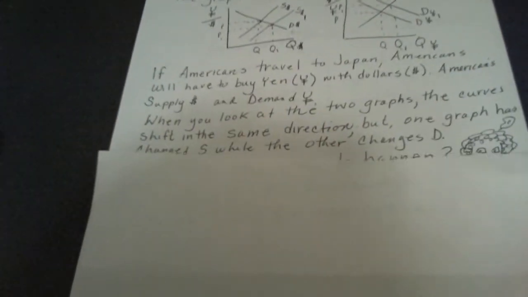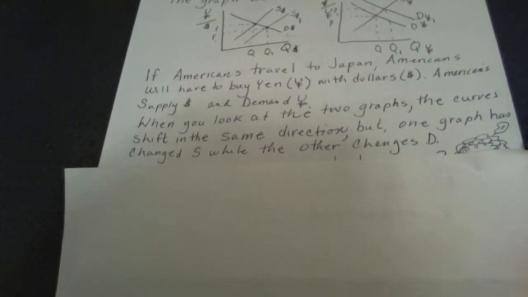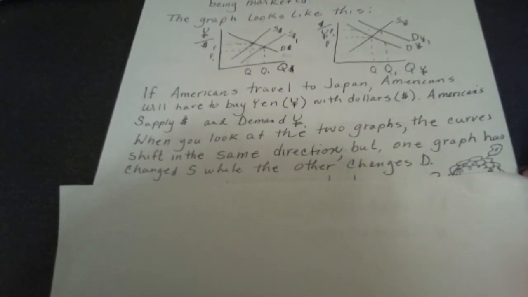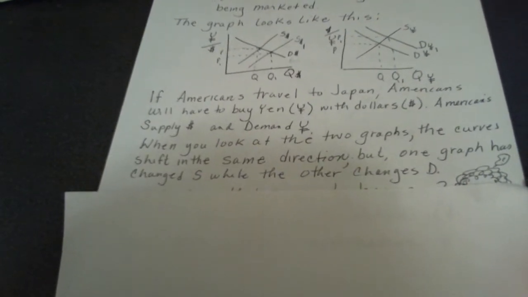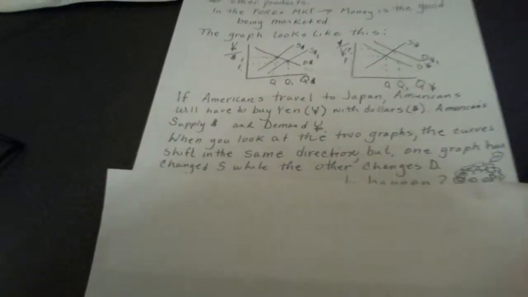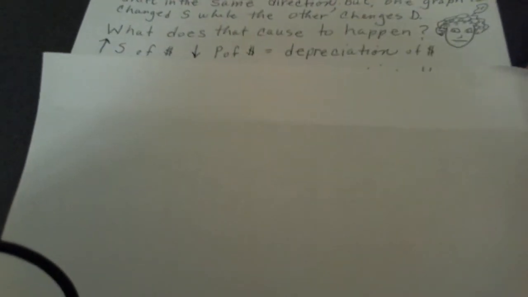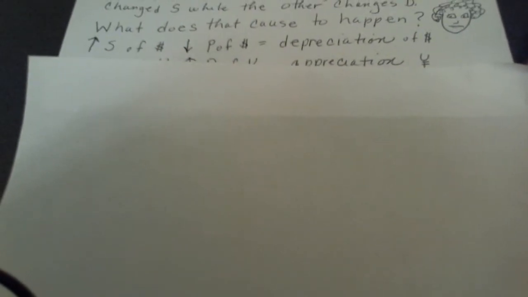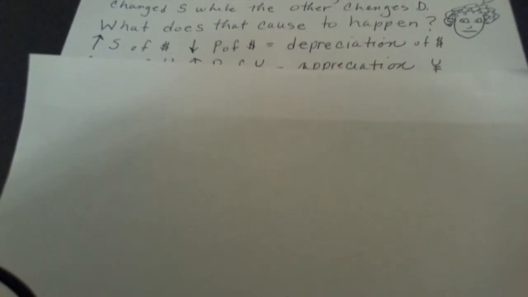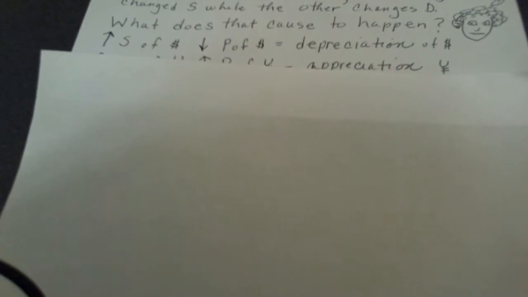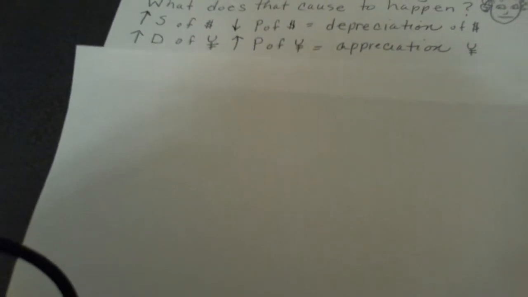All right, so let's take a look at what we've got here. When you look at the two graphs, the curves shift in the same direction, but one graph has changed supply while the other changes demand. What does that cause to happen? Increased supply of dollars decreases the price of dollars. That's called depreciation of dollars. In other words, the dollar is of less value compared to the yen because the supply had increased.